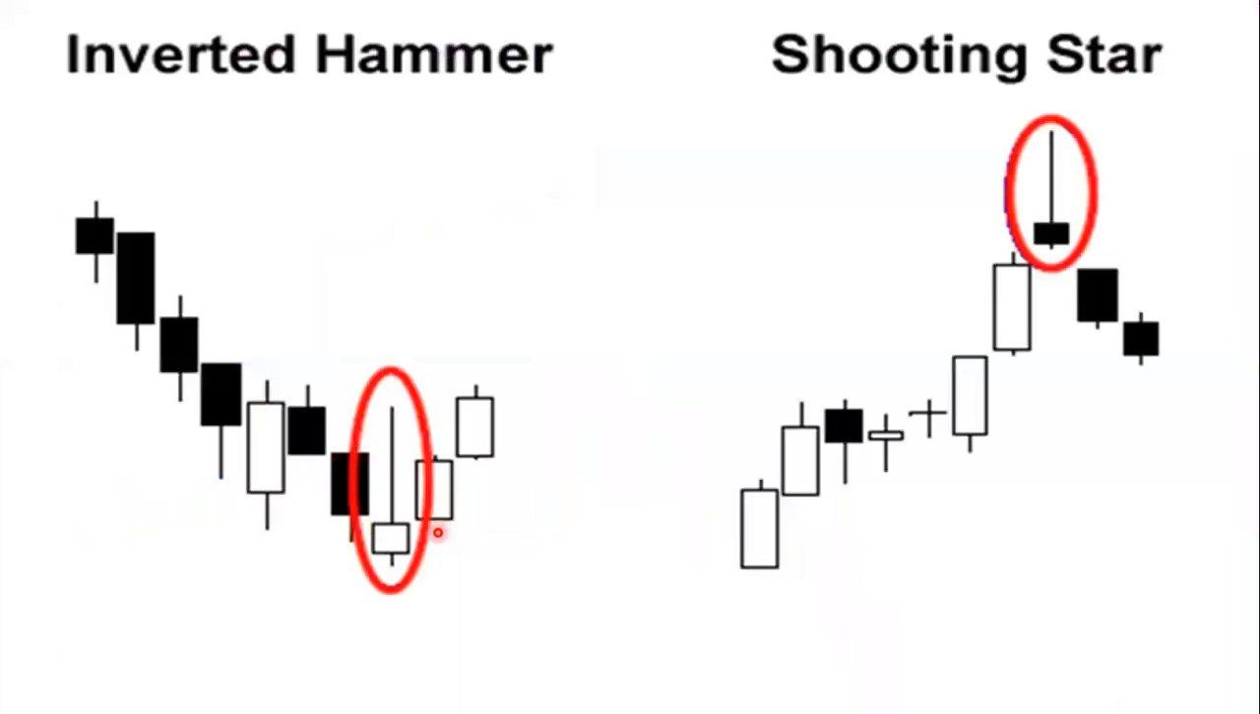Okay? Let's speak about it another way. The inverted hammer, this kind of candle, when it comes on the bottom, we call it inverted hammer, and it changes price from down to up. When this kind of candle comes on the top, we call it shooting star, and it changes price from up to down.